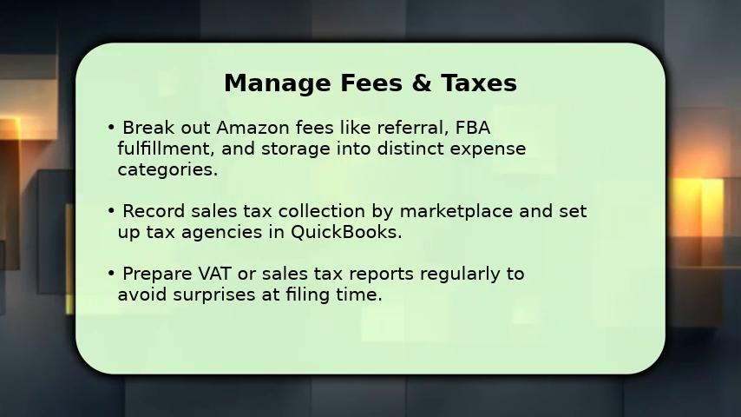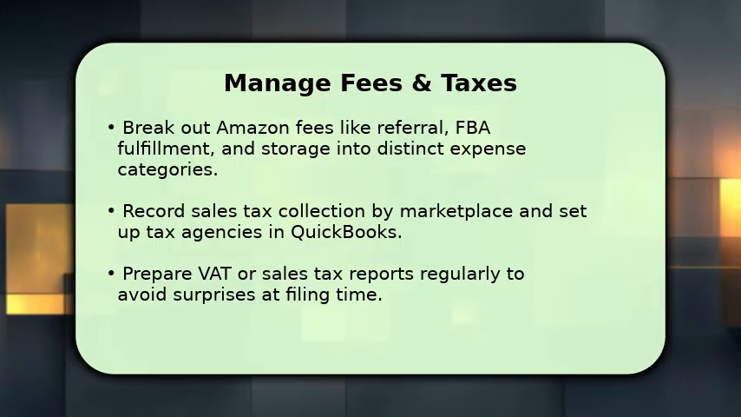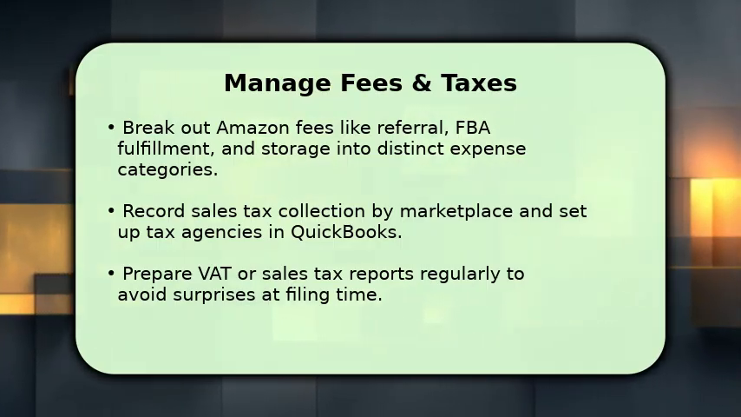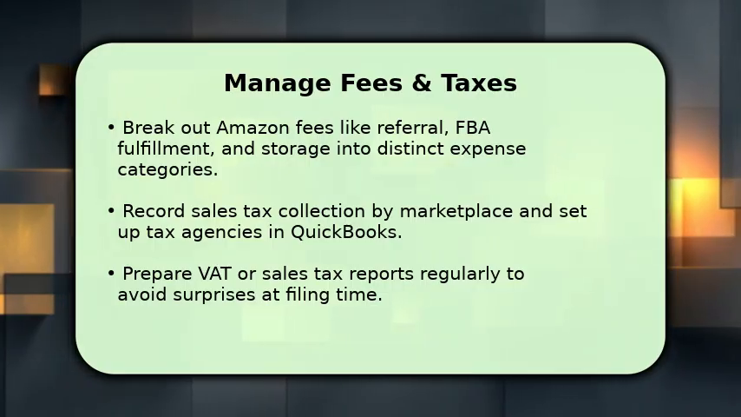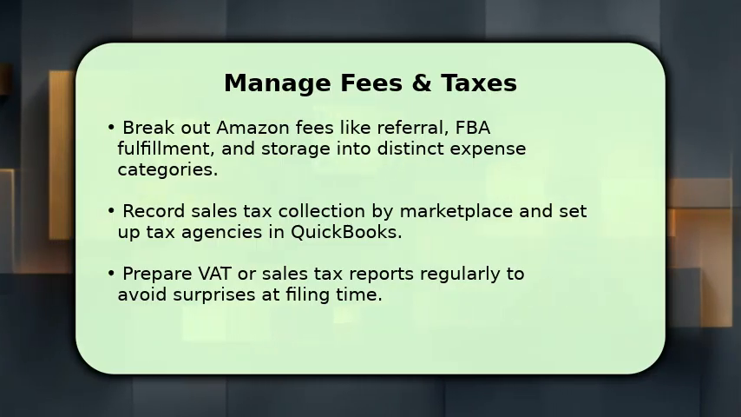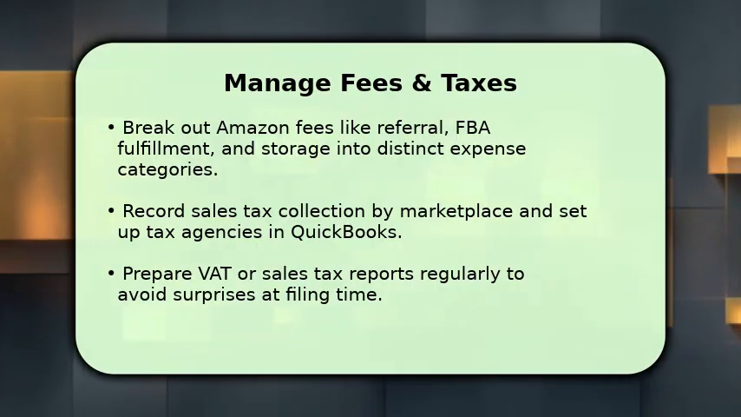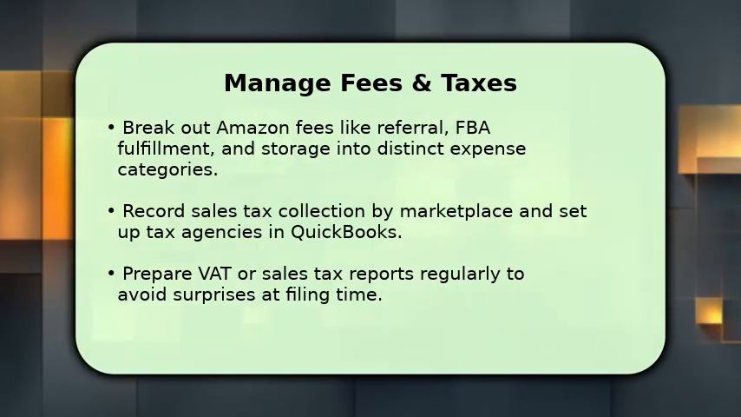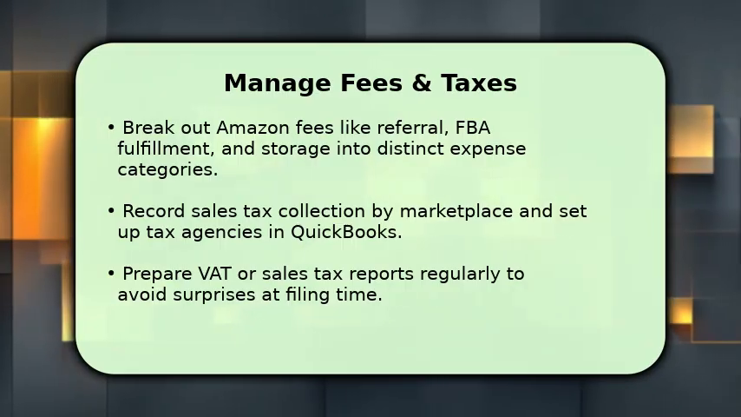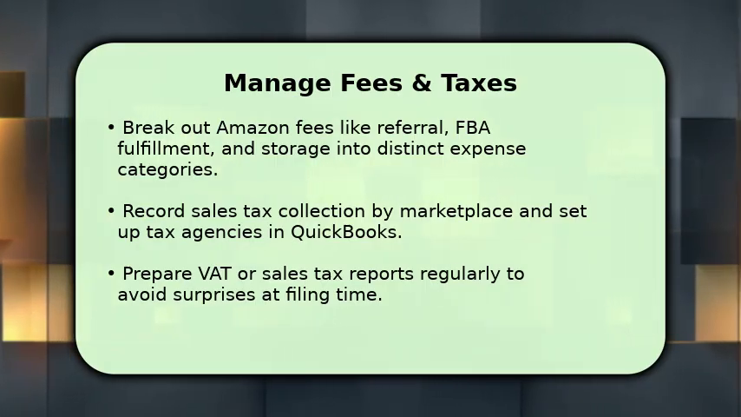Set up distinct expense categories for referral fees, FBA fulfillment, storage, and advertising to see true product profitability. Configure sales tax collection per marketplace and link tax agencies to QuickBooks tax settings. Use class or location tracking for multiple brands or marketplaces, and run tax-ready reports monthly so you are prepared for filings and can separate remittances from operating cash flow.